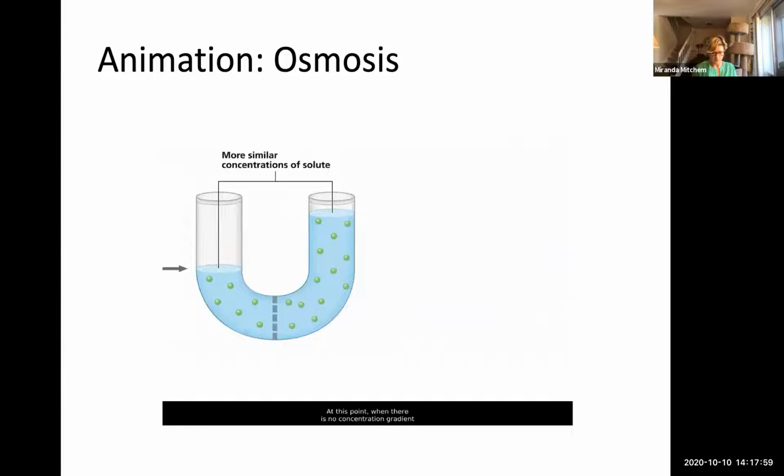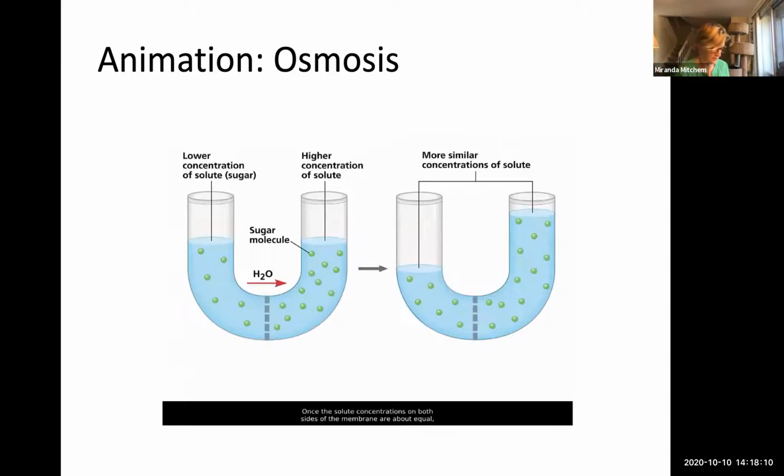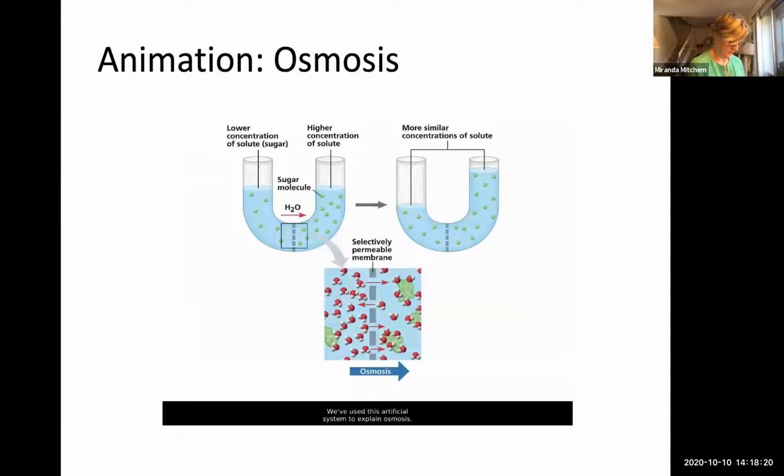At this point, when there is no concentration gradient, which way will the free water molecules move? Once the solute concentrations on both sides of the membrane are about equal, the free water will move equally in both directions. We've used this artificial system to explain osmosis, the diffusion of free water molecules across a selectively permeable membrane. Keep in mind that living cells also have selectively permeable membranes, and osmosis is crucial to the function of all cells.